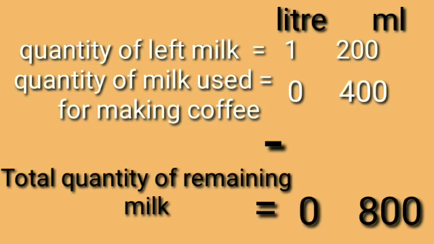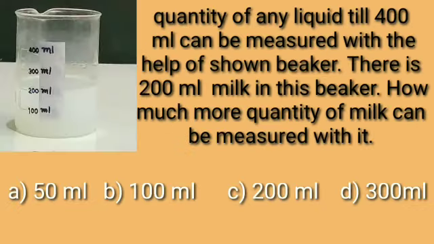Dear students, like this, today we have learnt the subtraction of capacity units. Now we will solve a question related with Punjab Achievement Survey. Our question is, quantity of any liquid up to 400 milliliter can be measured with the help of the shown beaker. There is 200 milliliter milk in this beaker. How much more quantity of milk can be measured with it?